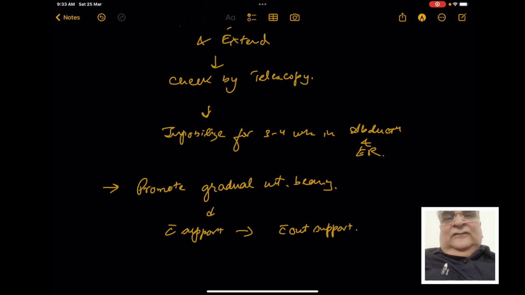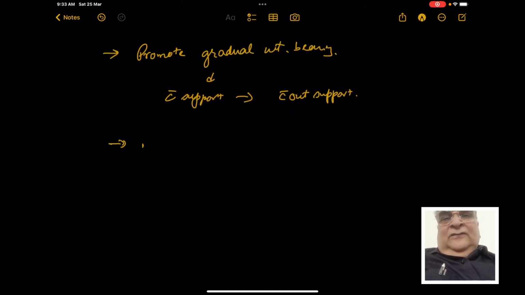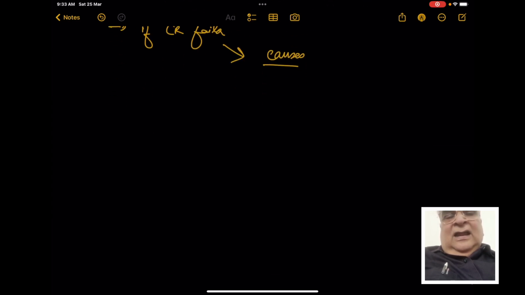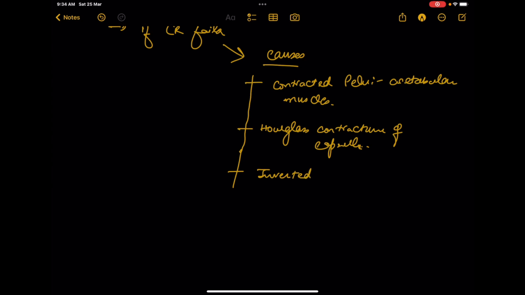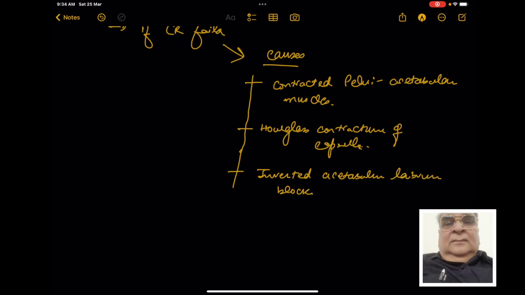If the closed reduction fails, then the causes are, from outside in: contracted pelviacetabular muscles, hourglass contracture of capsule, inverted labrum acetabulare blocking the reduction, hypertrophic ligamentum teres.